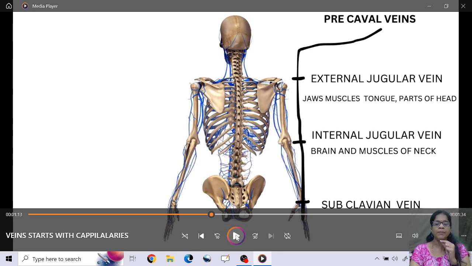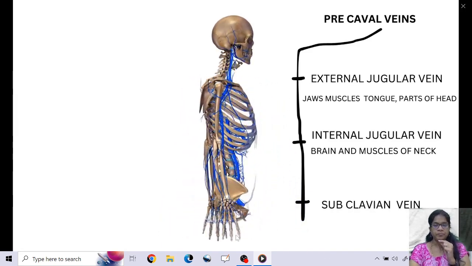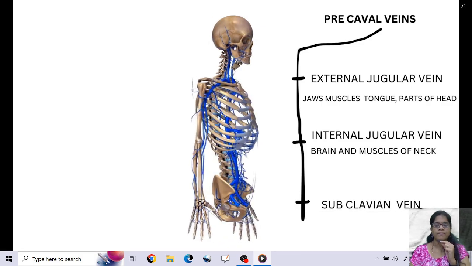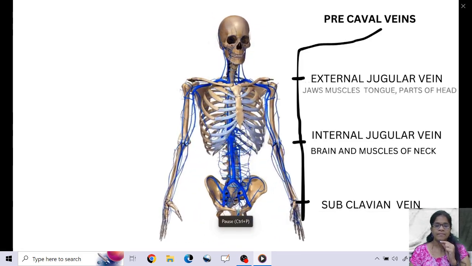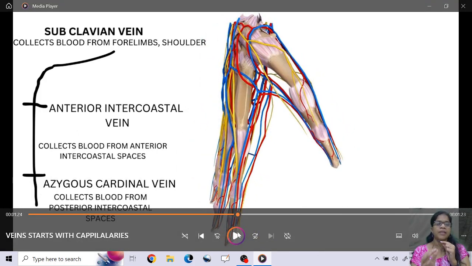This subclavian vein is further divided into further parts. This is called the subclavian vein. It is meant for collecting blood from the limbs and the shoulders. The forelimbs, as you all know, could be the wrist, the fingers, the arms. The subclavian vein is meant for collecting the blood from your forelimbs and the shoulder.